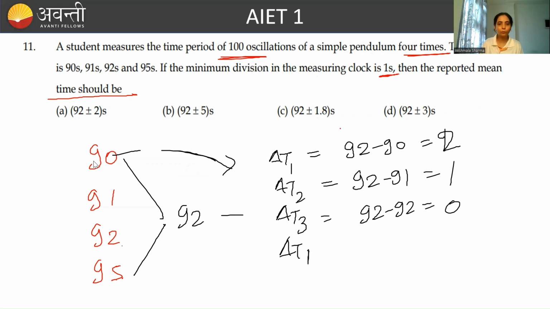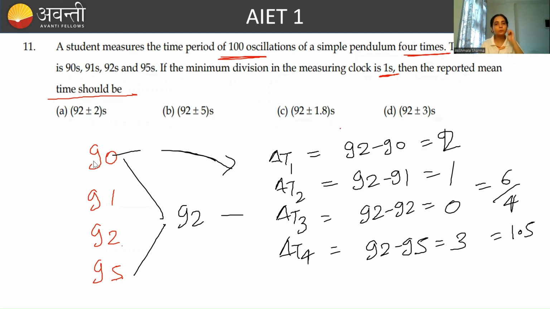And delta T4 is how much? That is 92 minus 95, that is 3. So what is the value of mean error now? 3 plus 0 plus 1 plus 2. So this is 6. 6 divided by 4. If you're going to divide it, it will be equal to how much?